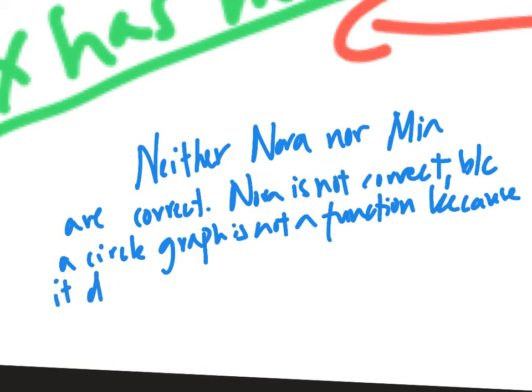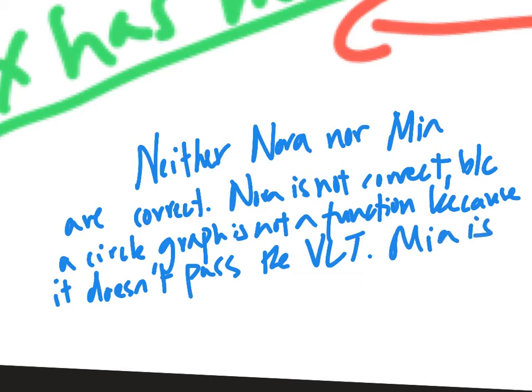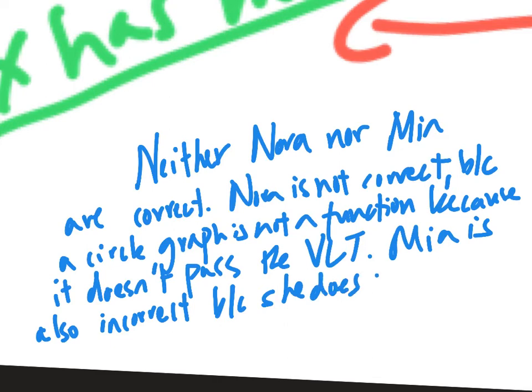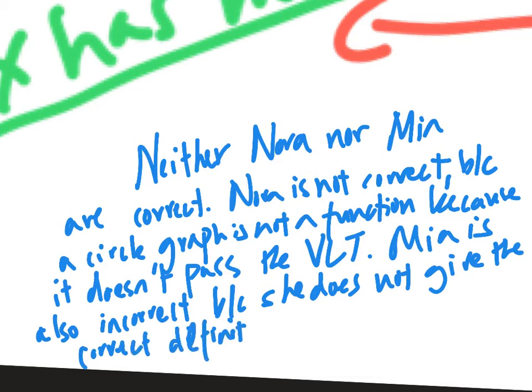Whenever we have a graph, just do the vertical line test. It doesn't pass it, right? Doesn't pass the vertical line test. I'm going to abbreviate it as VLT, okay? And then Mia is also incorrect because she does not give the correct definition of a function.